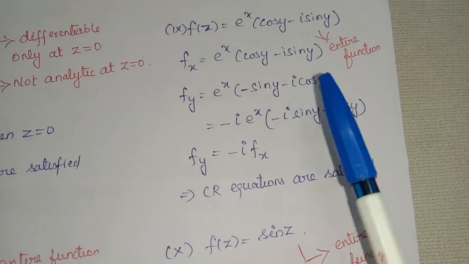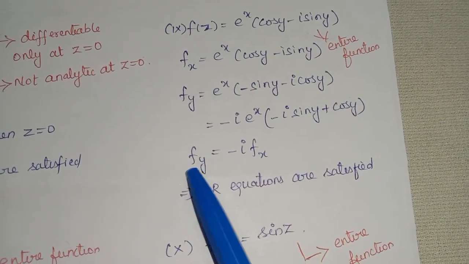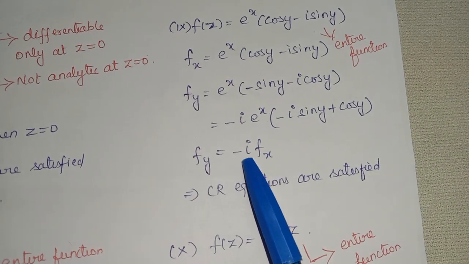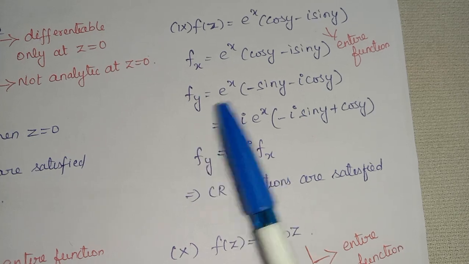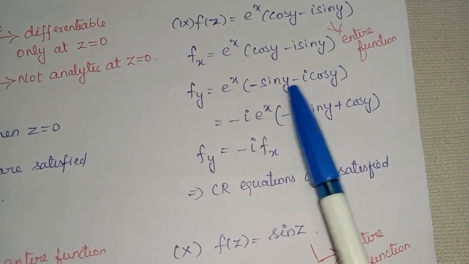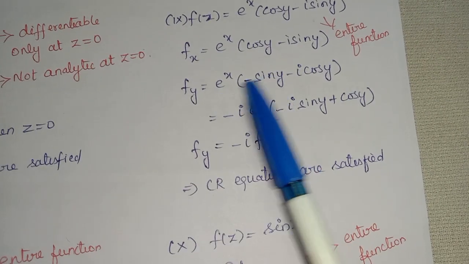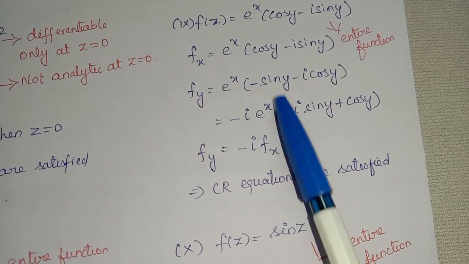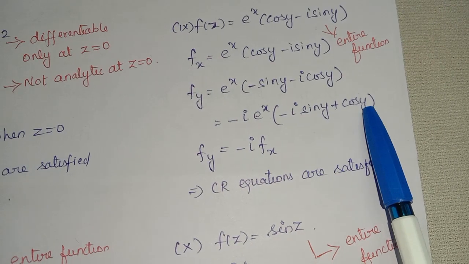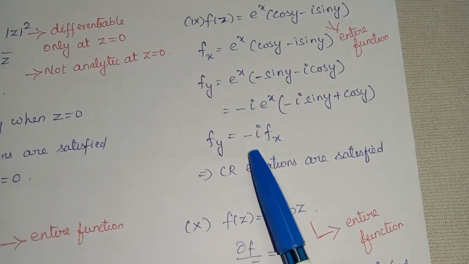What is the CR equation form? f_y equal to minus i into f_x. This is what we have to prove. So this is equal to, now you see, in this one, you take this minus i outside. Minus i if you take outside, e power x into minus i sin y plus cos y. So the CR equations are satisfied.